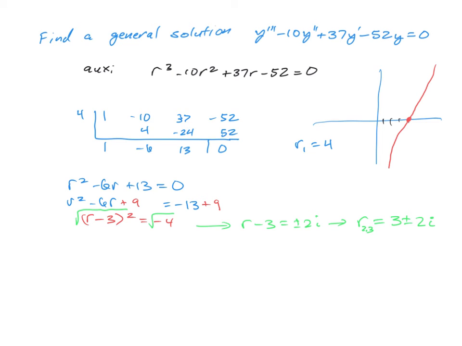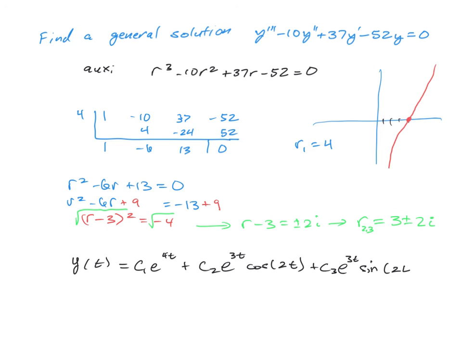So now our solution, as we saw earlier, is going to be a linear combination of the terms that we get from using these as our exponents. And again, complex numbers turn into sines and cosines. So we're going to have c1 e to the 4t, and then c2 e to the 3t cosine of 2t, and then c3 e to the 3t sine of 2t.